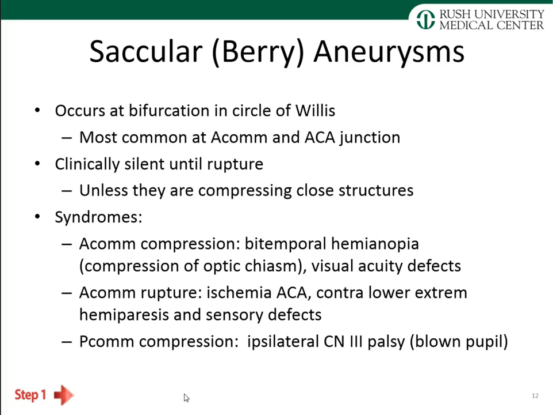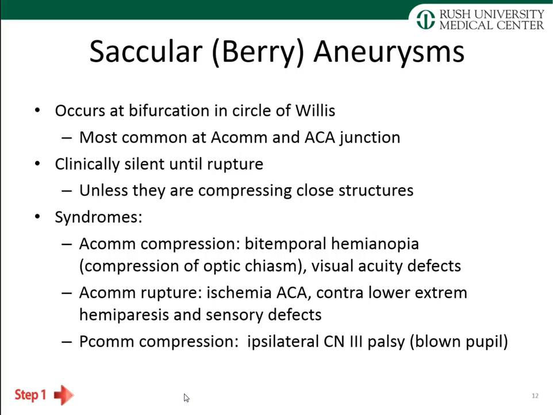These patients will also have visual acuity defects. We will infrequently see bitemporal hemianopia. So if you see this, you need to be concerned that there's something going on right around the optic chiasm. If you have a rupture of an anterior communicating artery aneurysm, you frequently will have ischemia in the distribution of the anterior cerebral artery. So you have contralateral lower extremity hemiparesis and sensory defects in the same area.